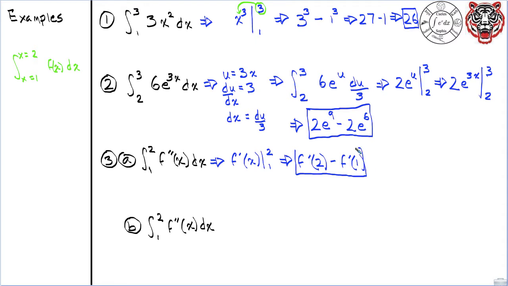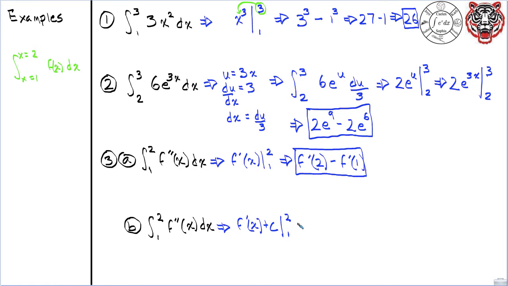Okay, so you might be asking, why did I write the same problem twice? This is to show you why we don't have to write plus c. You might have been thinking, this should have been 26 plus c. This should have been all this plus c. Here is why that's not the case. Let's go ahead and write the plus c and see what happens. So taking the antiderivative, this is going to be f prime of x plus c evaluated from 1 to 2.